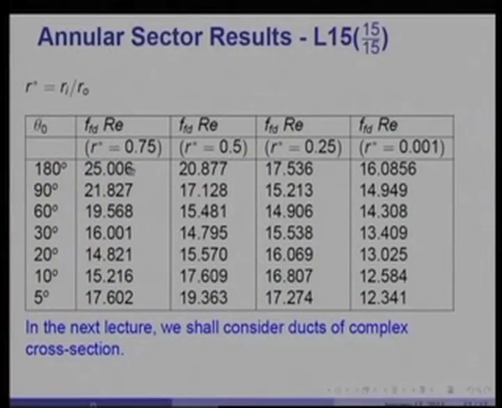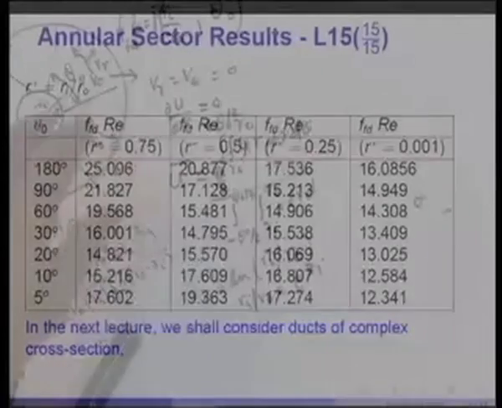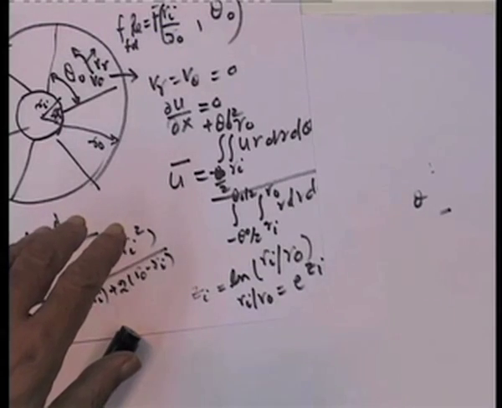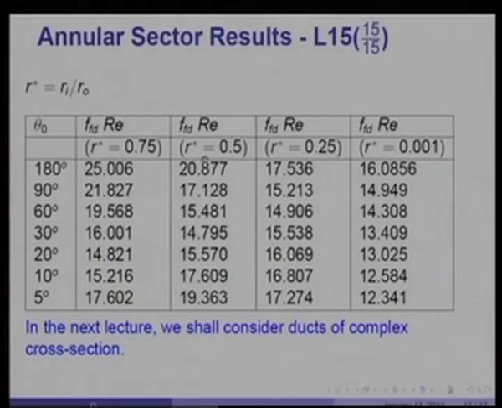And you can see the friction factor at 0.75, for example, is 25 for a semicircular duct going down to 17.6. Here at r star equal to 0.5, it goes down to 9, goes down and then increases to 19. This is 0.25, and this of course would correspond to r star equal to 0 again for a semicircular duct, 16 down to 12. There is a very monotonic decline in it.